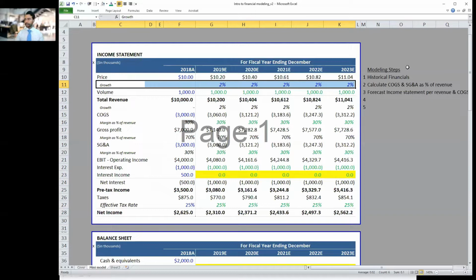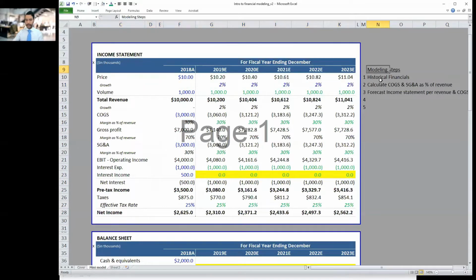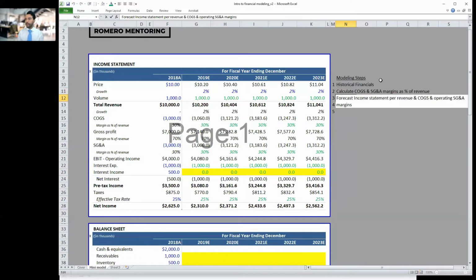Okay, and then actually, you can see here on column N, we've included those steps. So number one was historical financials. We calculated that. Number two, we calculated cost of goods sold and SG&A as a percent of revenue. These are margins. Let's zoom out a little bit. And then we forecast the income statement per revenue and COGS and operating SG&A margins, okay?